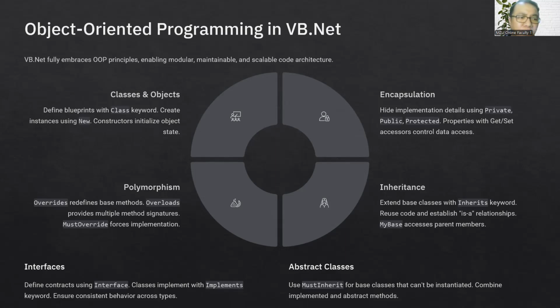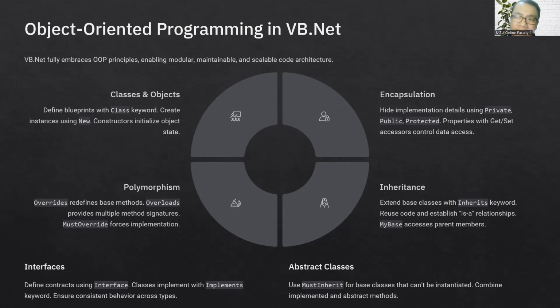So a class basically defines the blueprint with the class keyword, and we can create an instance using New, and the constructor initializes the object state as well. And in encapsulation, we hide some implementation code or details using Private. We can also make a function Public or Protected. If it is Public, it can be accessed publicly. Protected, then to some extent it can be accessed, but with some restriction. And if it is Private, then only within that particular code itself can it be executed.